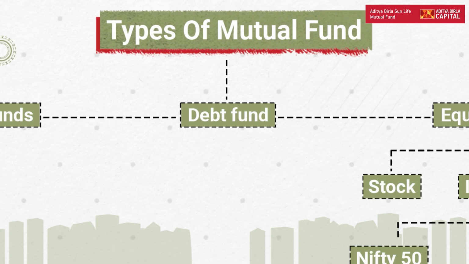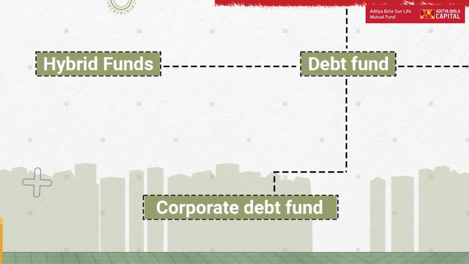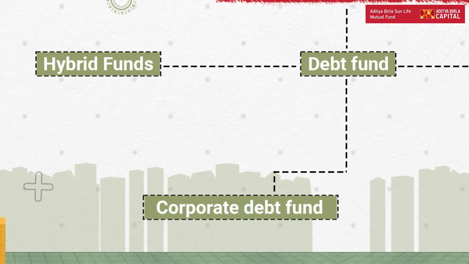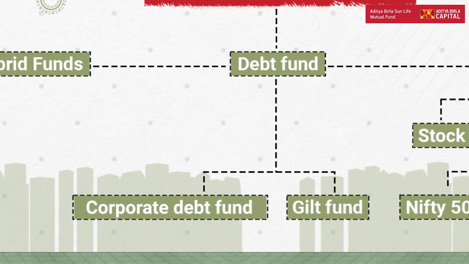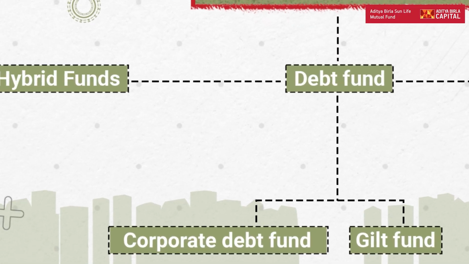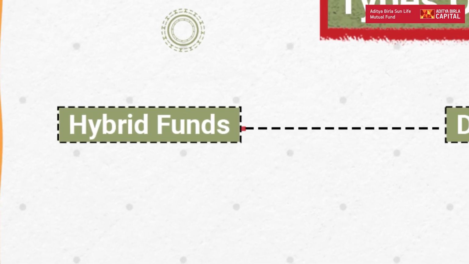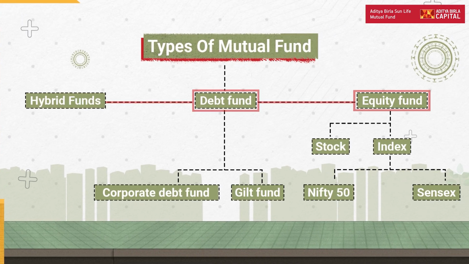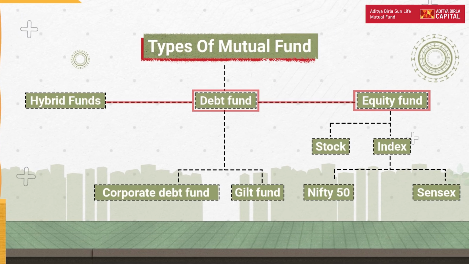Then you have debt funds. Under debt funds, your money is invested into debt securities like bonds. And here you have different kinds of debt funds depending on the type of bond. For example, you have a corporate debt fund that invests into bonds issued by companies. And there are gilt funds where your money is invested into bonds or securities issued by the government. And finally, you have the hybrid funds, which invest both into equity and debt. So you get a diversified portfolio within the fund itself.